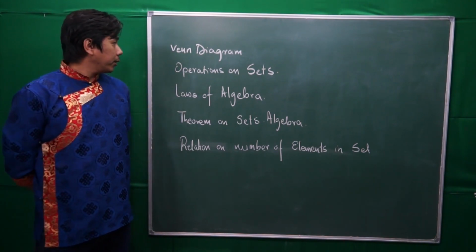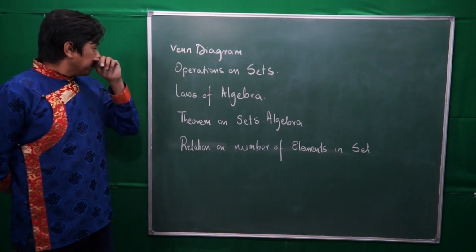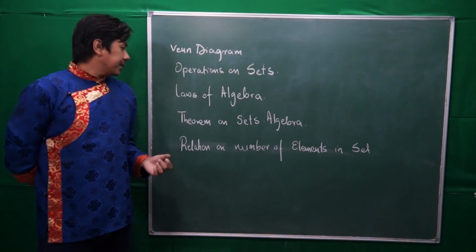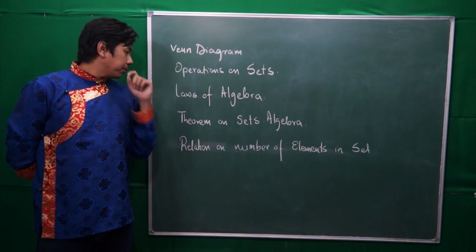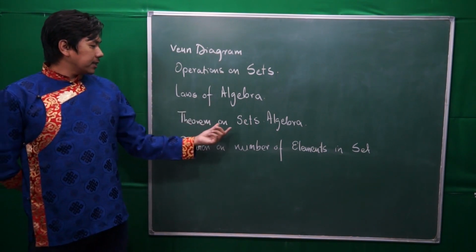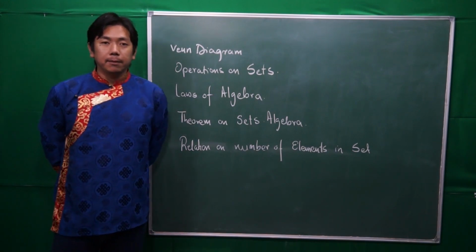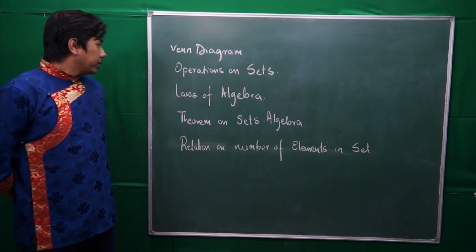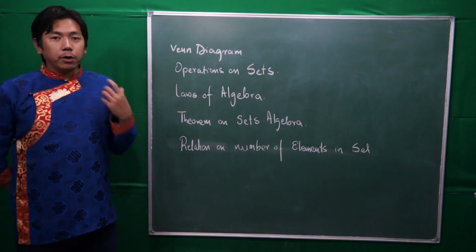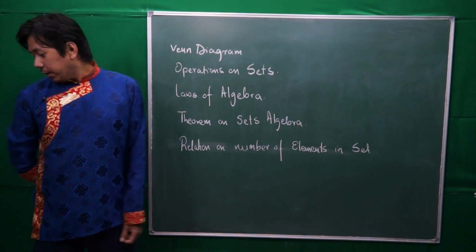Certain topics that we are going to cover today would be Venn diagram and then operation on sets, then we'll do some laws of algebra and then theorem on sets algebra, and lastly we'll be doing certain relations on number of elements in the sets. Alright, so these are the topics that we are going to cover in chapter sets.